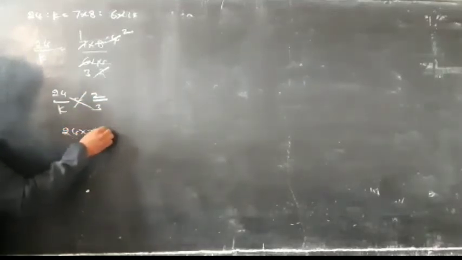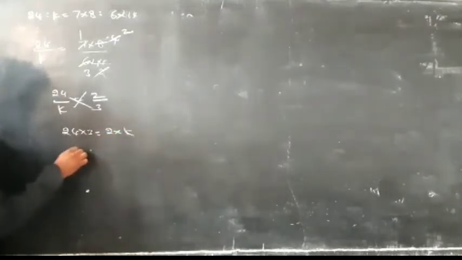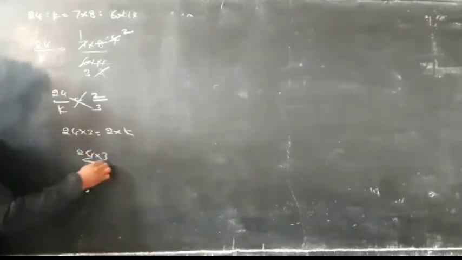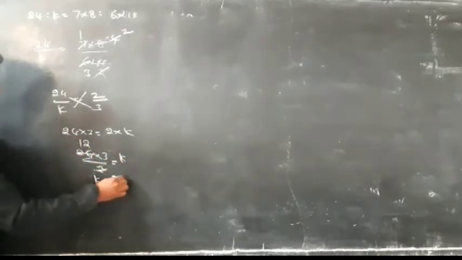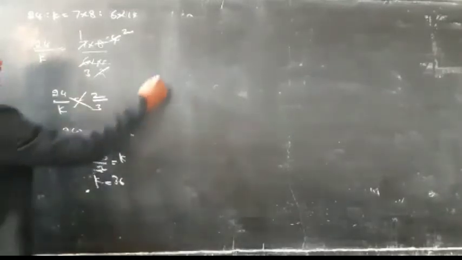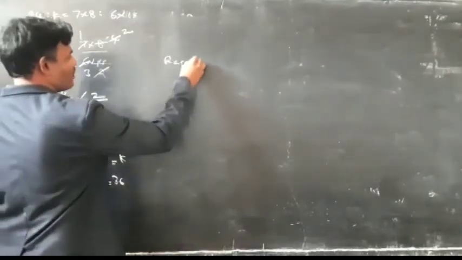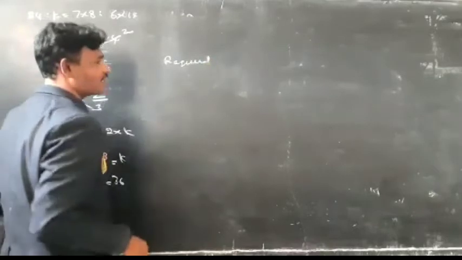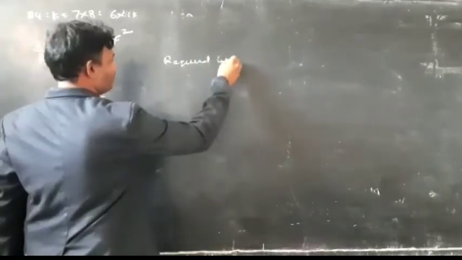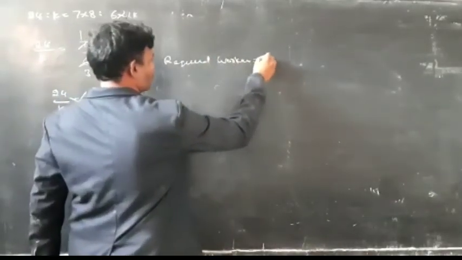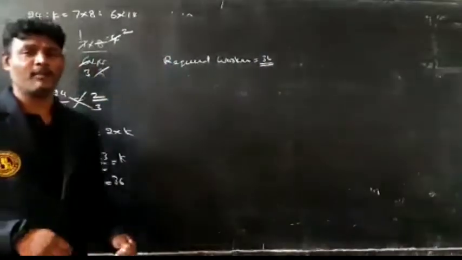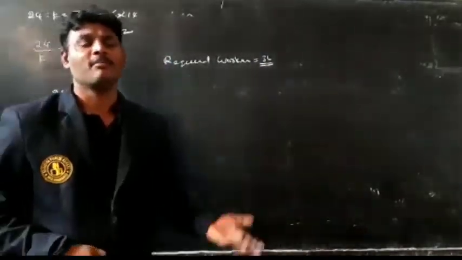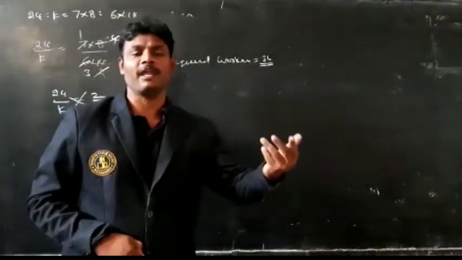24 into 3 is equal to 2 into k. So 24 into 3 by 2 is equal to k. 2 ones are 2, 2 twos are 4, and 2 sixes are 36. K is equal to 36. So the required workers to complete the work in 8 days is 36. 36 workers are needed to complete the work in 8 days by working 6 hours per day.